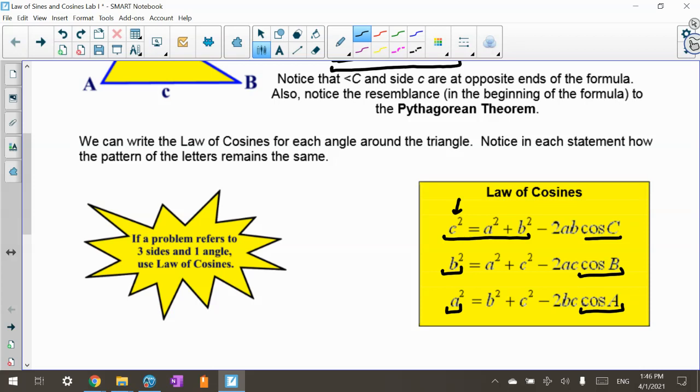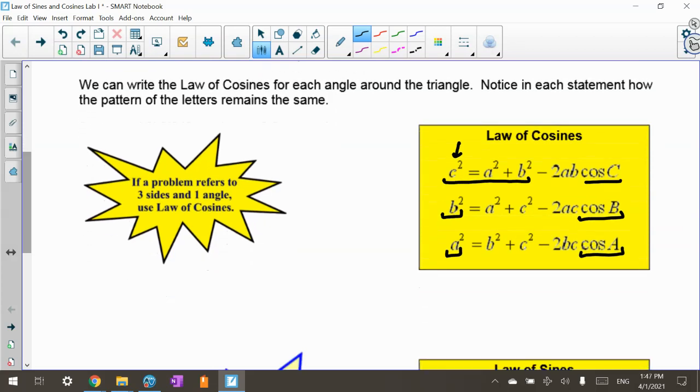Everything we're going to do in this lab is with degrees. I know we've been graphing with radians, but we're going to do degrees. And there's one thing I want you to notice again: if a problem refers to 3 sides and 1 angle, use the law of cosines. Back in proofs, you're looking for side, angle, side.